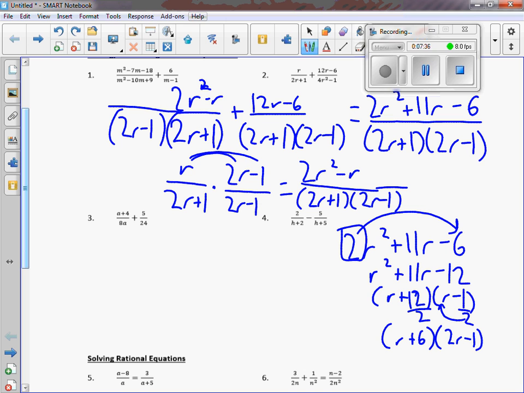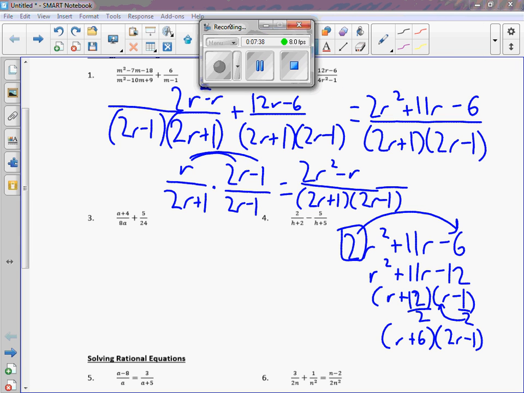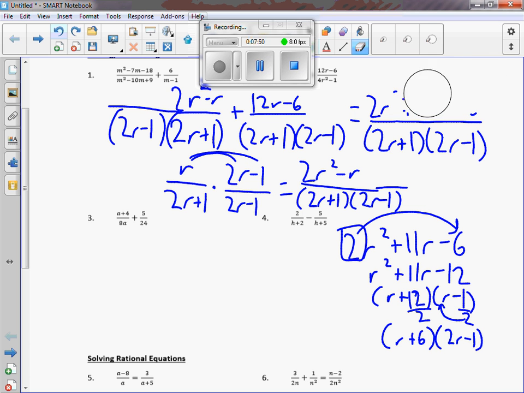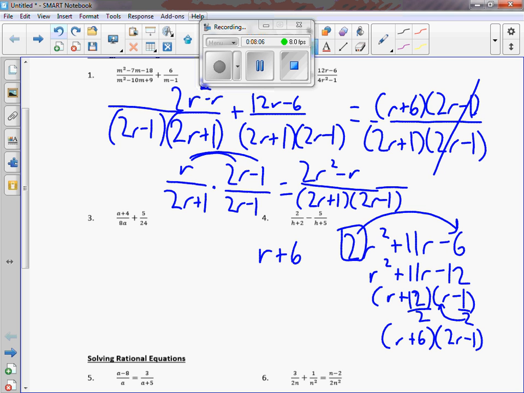What that ultimately means is we can replace this top guy with the factored form. So instead of that, we'll put r plus 6, 2r minus 1. And then what reduces? That 2r minus 1 is an exact match. So our final answer is r plus 6 over 2r minus 1.